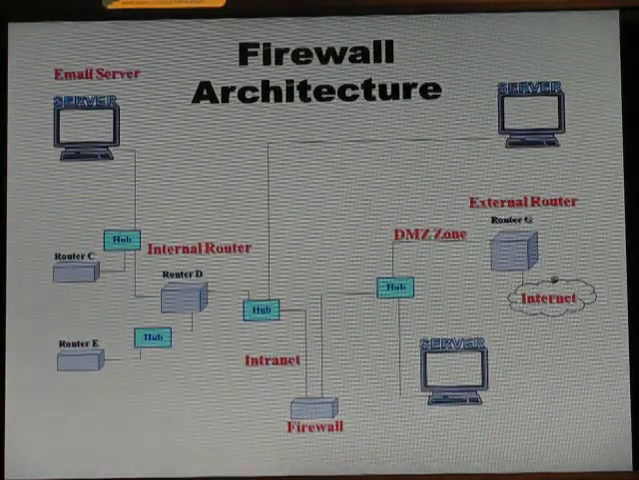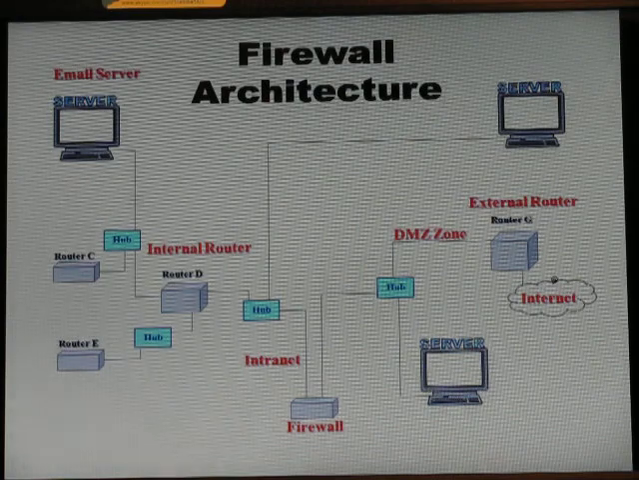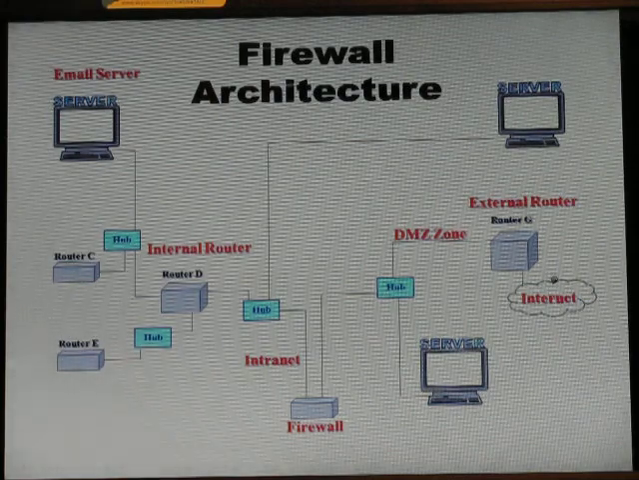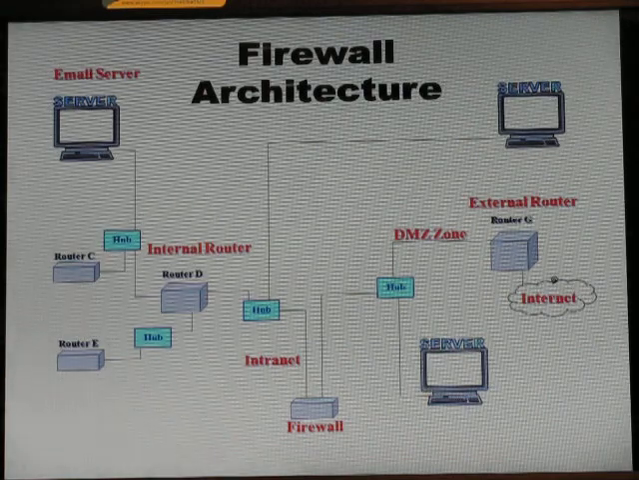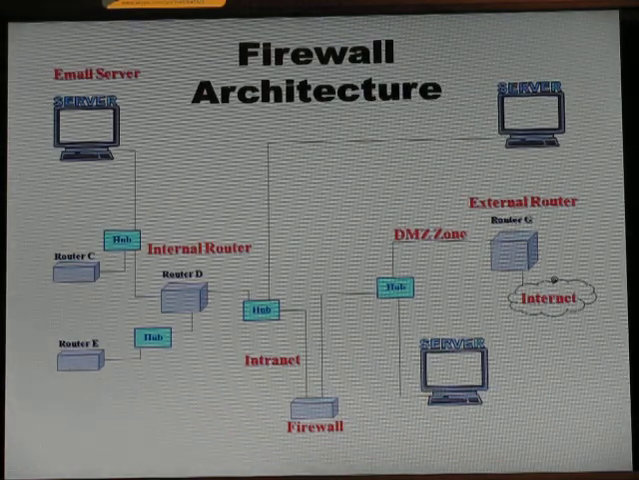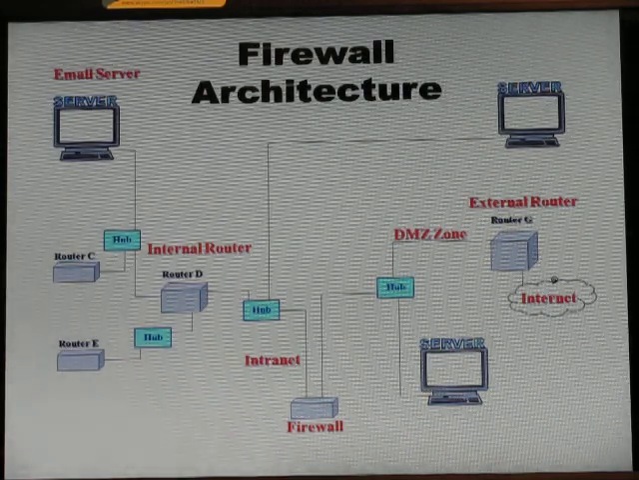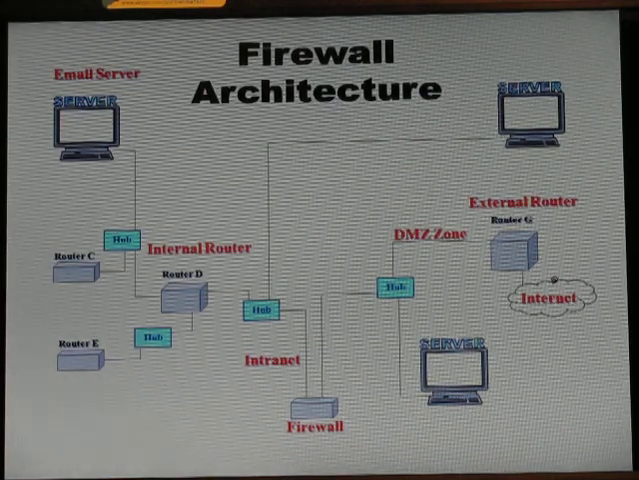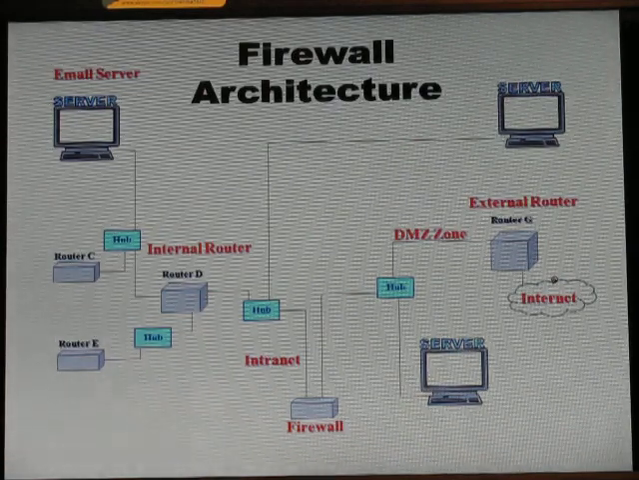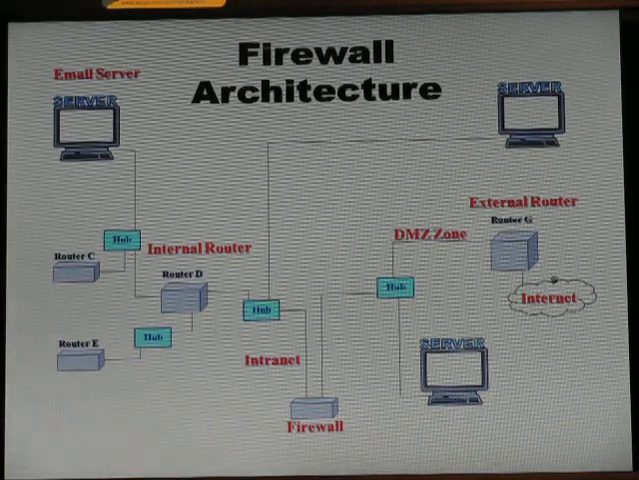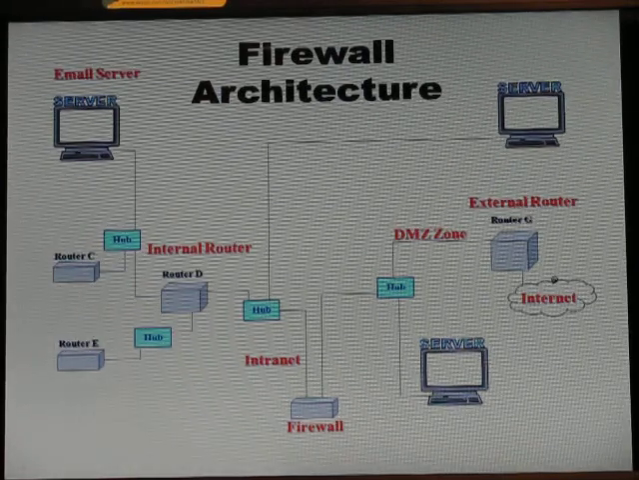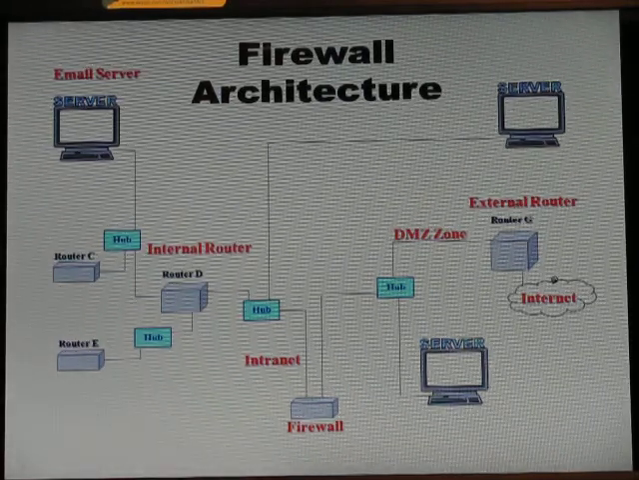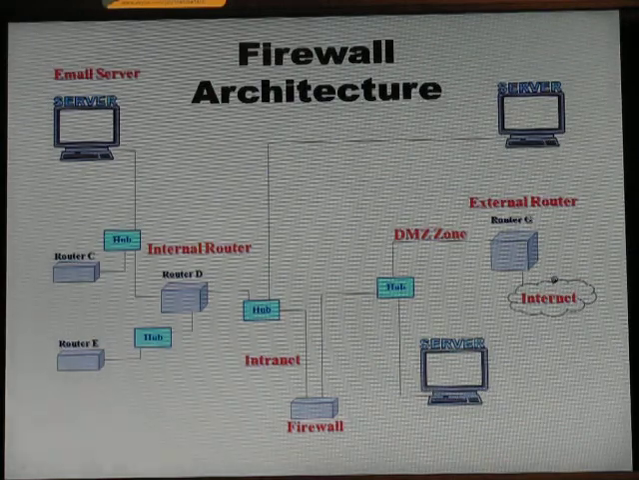Now notice on the left hand side is the email server. Remember that was on the right hand side of the previous slide. There's routers C, D, and E, and the extension of this case study is known as a firewall architecture, which is the subnets between the internal router D and the external router G that connects to the internet. Notice there's also a firewall in between, and the web server sits on the DMZ zone between the firewall and external router.